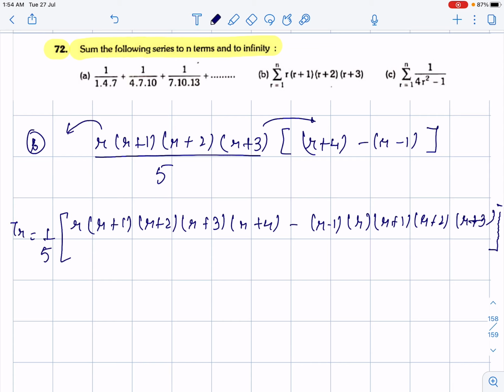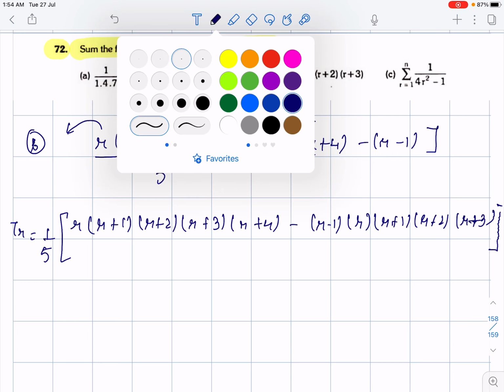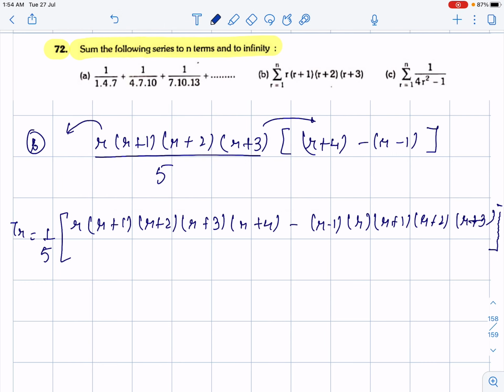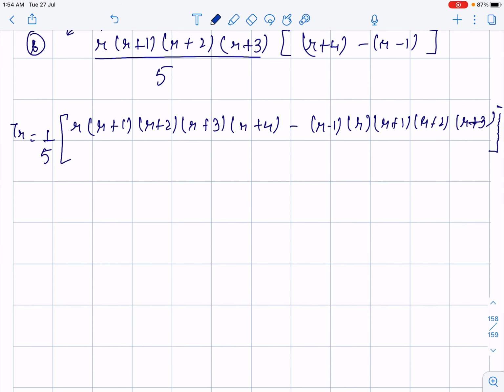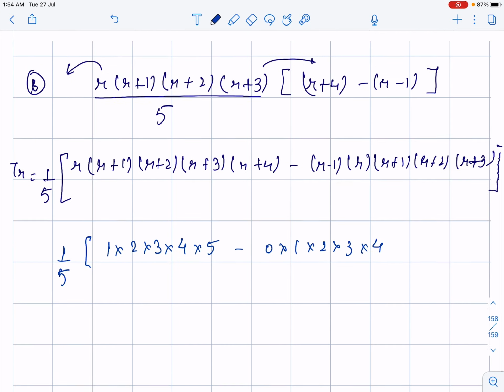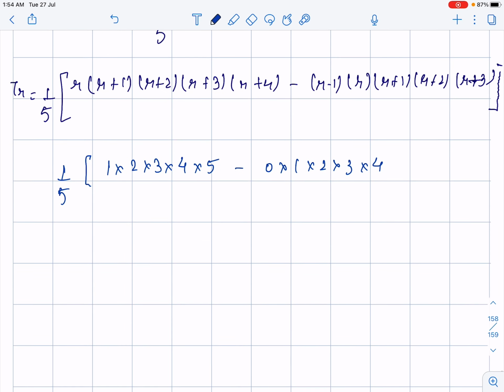Now the summation of T_r will be taken from r equals 1 to n. So let's see what we get. As soon as r equals 1 is kept, 1 by 5 times of 1 multiplied by 2 multiplied by 3 multiplied by 4 multiplied by 5 will come, minus 0 multiplied by 1 multiplied by 2 multiplied by 3 multiplied by 4. And when r equals 2 is kept, this will become 2 multiplied by 3 multiplied by 4 multiplied by 5 multiplied by 6, minus, with 1 kept, 1 multiplied by 2 multiplied by 3 multiplied by 4 multiplied by 5.